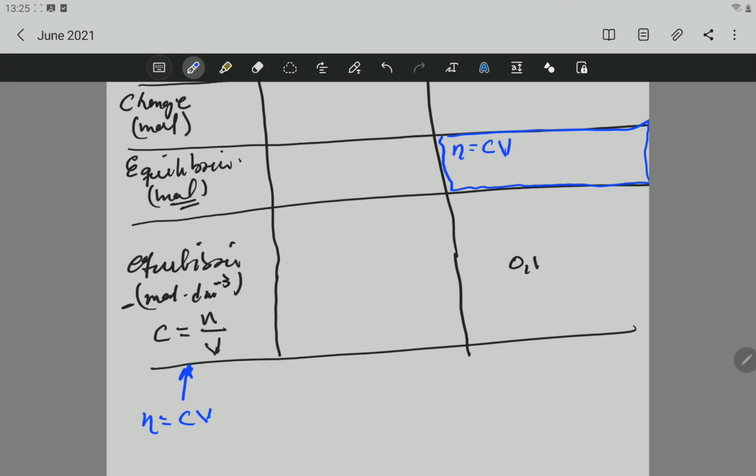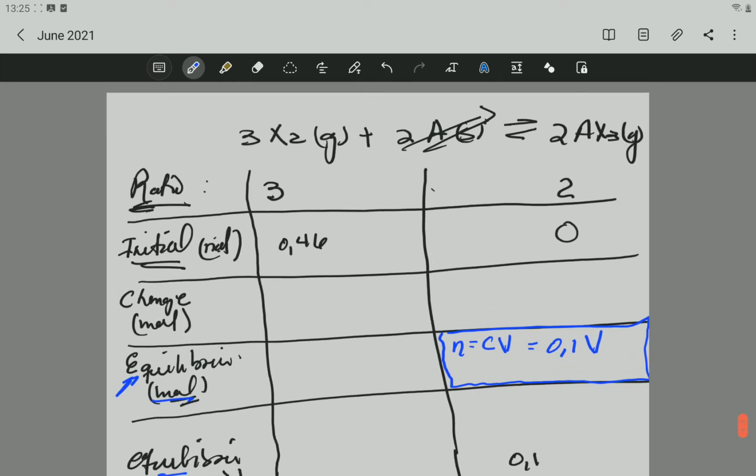What is the concentration at equilibrium? 0,1. What is the volume? We don't know. I'm going to write V. 0,1 V. At equilibrium, number of mole at equilibrium is equal to concentration at equilibrium multiplied by volume. Now, we're starting with 0. We have at equilibrium 0,1 V for volume. How much did this one change? It changed that amount, 0,1 V.